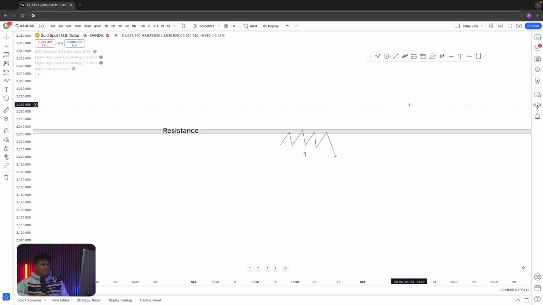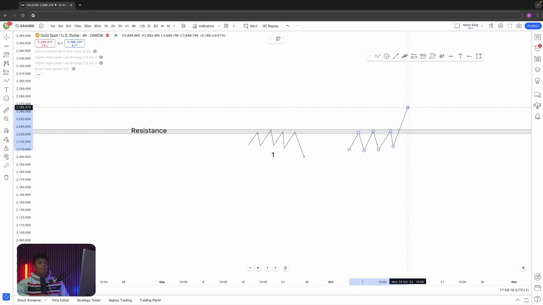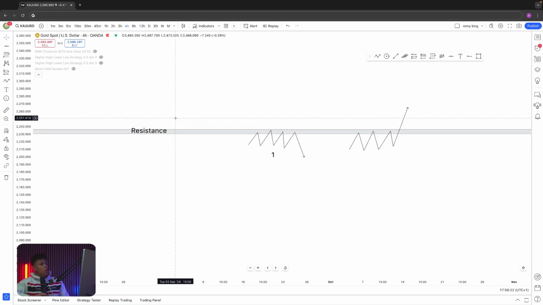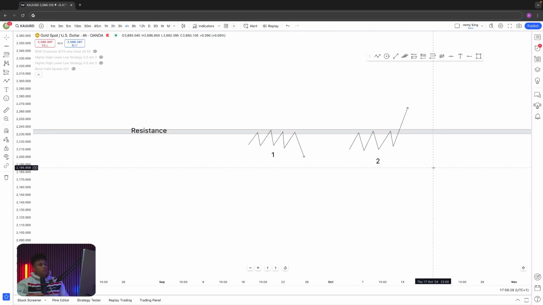And the second example then is price rejecting off of this area, let's say about 3 times, and then decides to break through our resistance zone. This is going to be our second example when it comes to identifying resistance, or when it comes to trading resistance the right way.